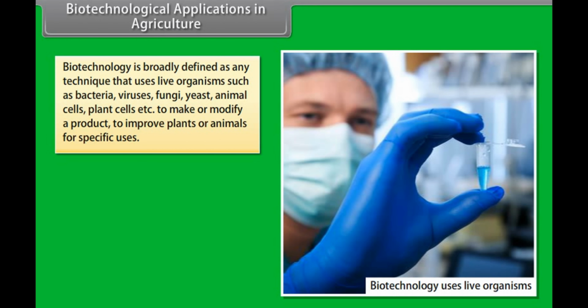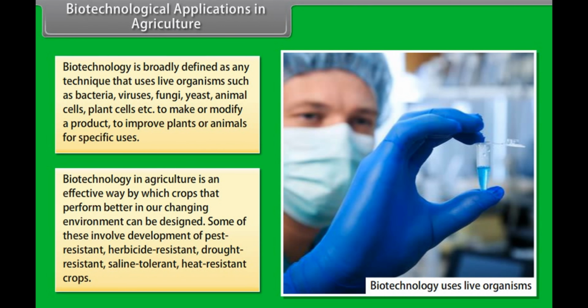Biotechnological applications in agriculture. Biotechnology is broadly defined as any technique that uses live organisms such as bacteria, viruses, fungi, yeast, animal cells, plant cells, etc. to make or modify a product to improve plants or animals for specific uses. Biotechnology in agriculture is an effective way by which crops that perform better in our changing environment can be designed. Some of these involve development of pest-resistant, herbicide-resistant, drought-resistant, saline-tolerant, heat-resistant crops.